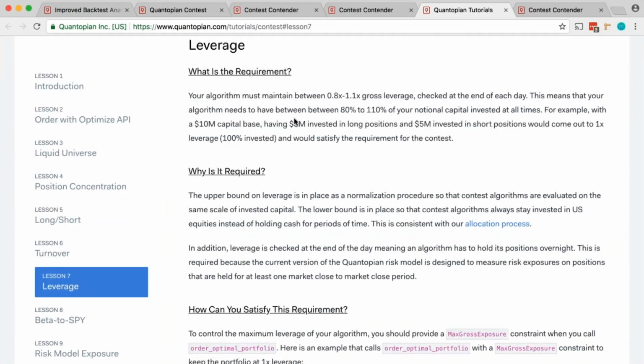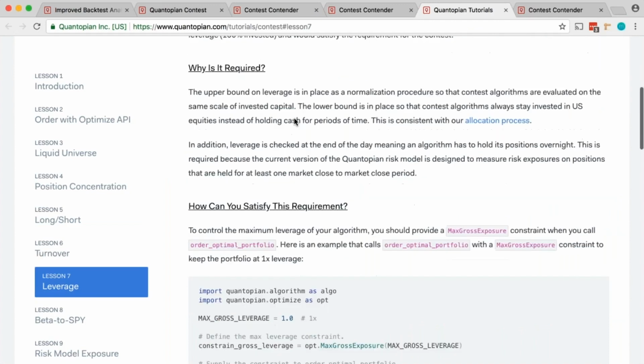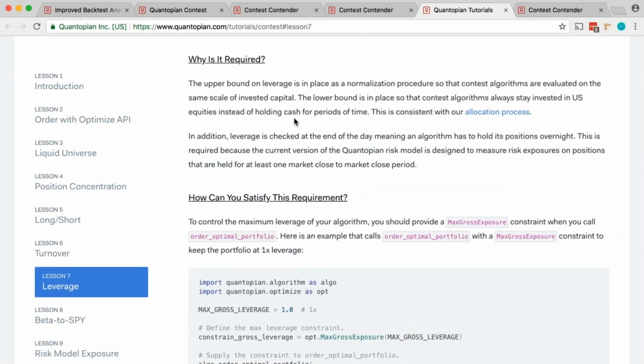And if we click on Learn How, we can see why each of these things are important. So, for example, with leverage, we say that the upper bound is in place to make sure that you're not investing too much capital, and the lower bound is making sure that you're mostly invested in stocks and not just sitting on a lot of cash.